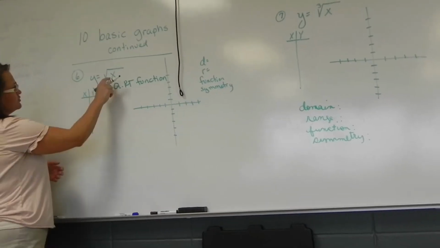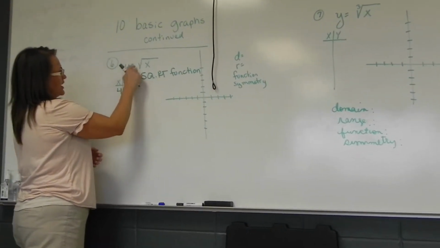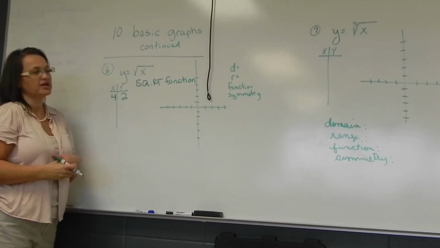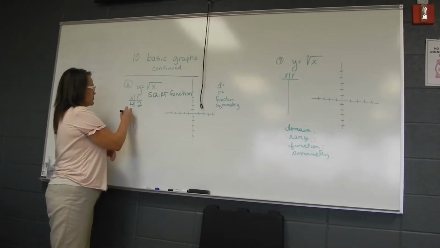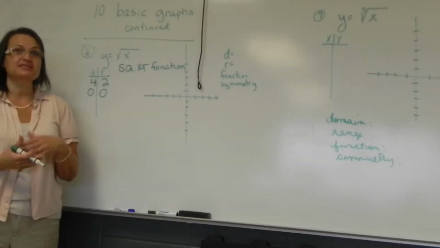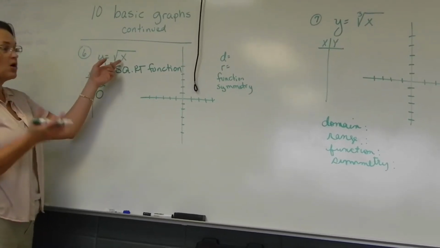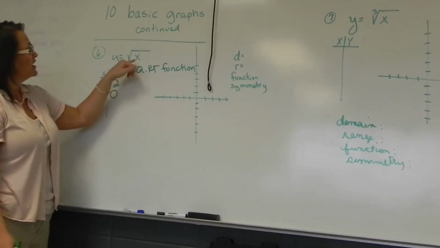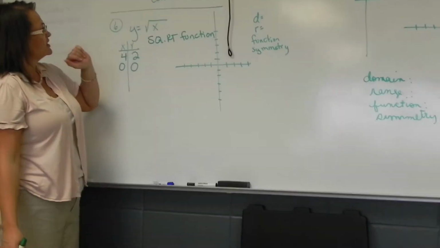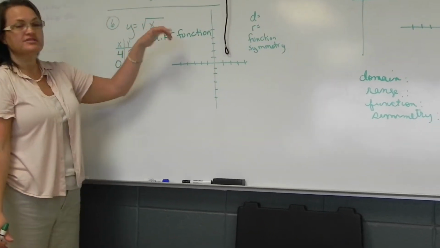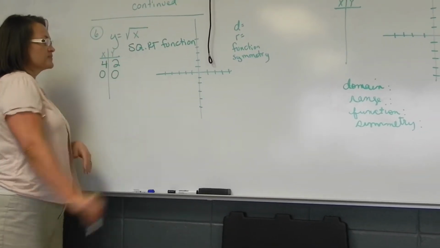4 and 2 works. You plug in 4 for x, y outputs 2. What else? 0, 0. We always like to try to put 0 in. There's some equations you're not allowed to, it causes it to be undefined. But always try the 0 to see where it's at the origin. So plug in a 0 for x. The square root of 0 is 0. So that's real. Okay, what else?